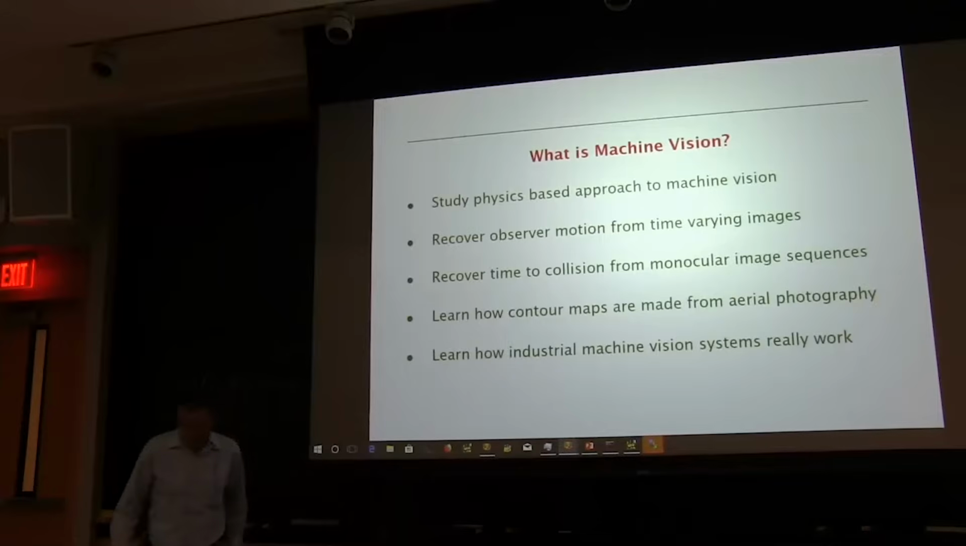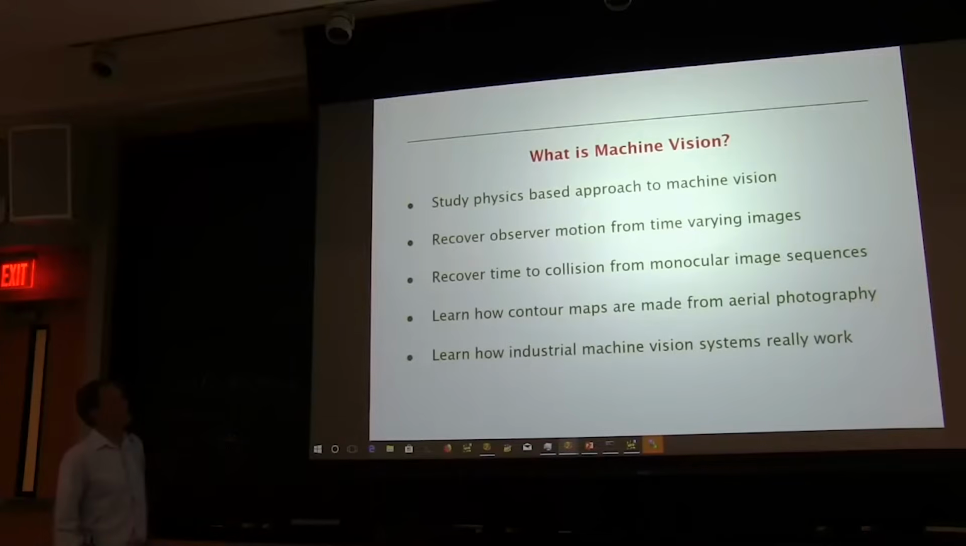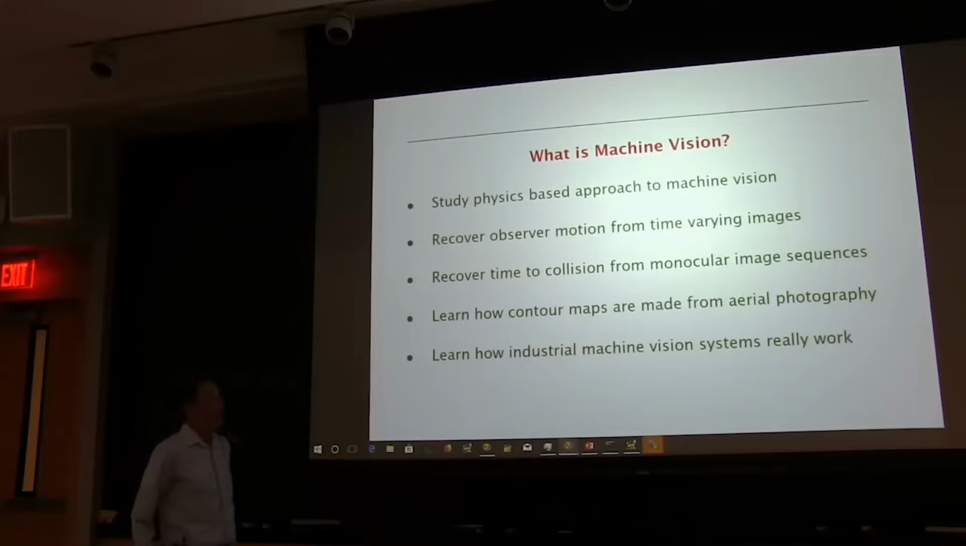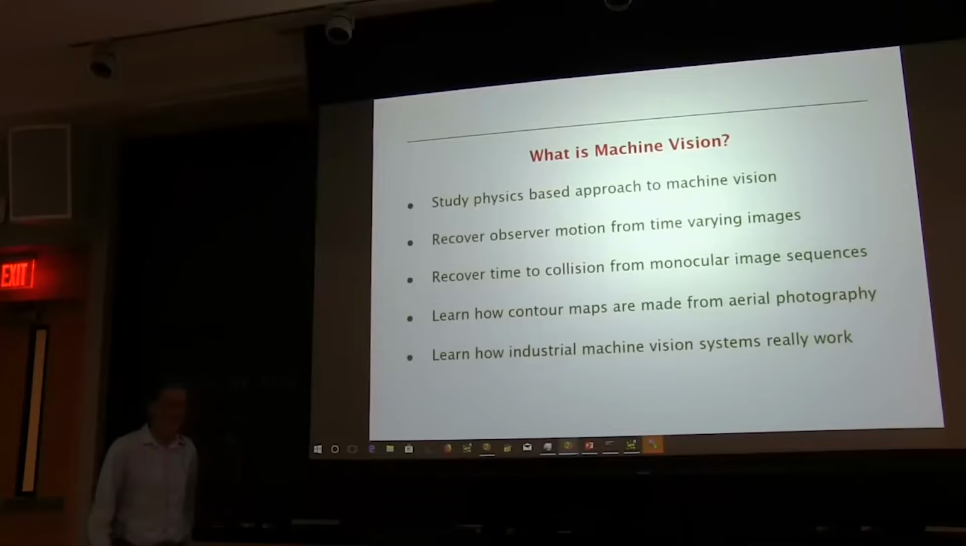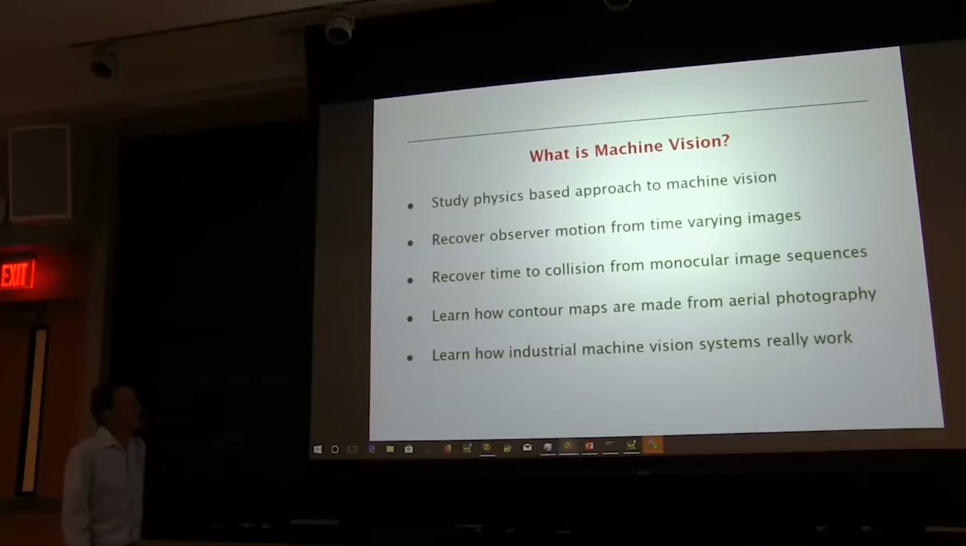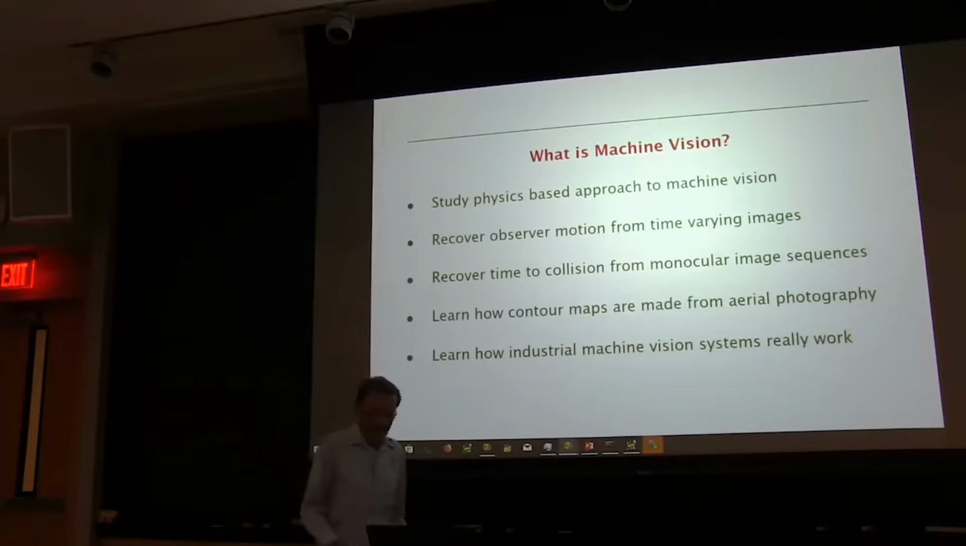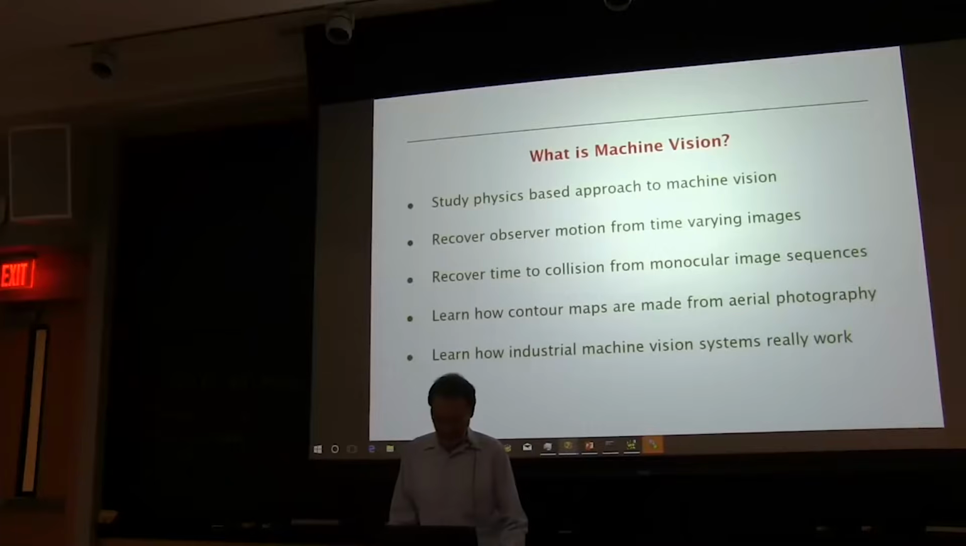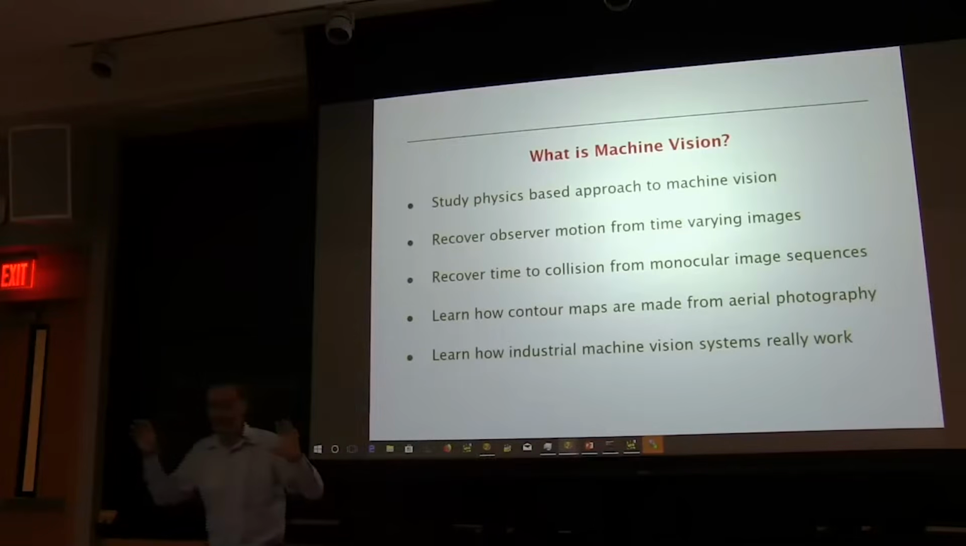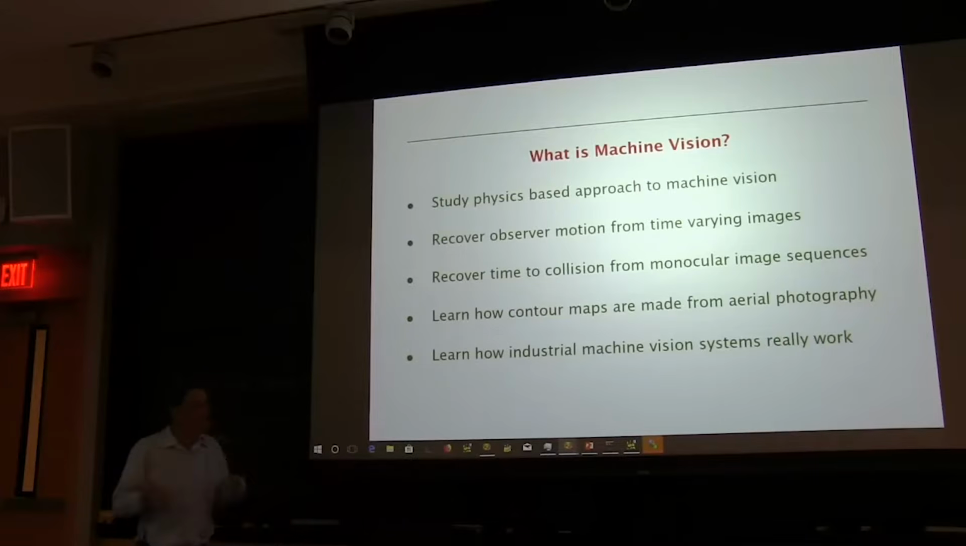So, as I mentioned, we will take a physics-based approach to the problem, and we'll do things like recover observer motion from time-varying images. Again, we can think of autonomous cars. We can recover the time to collision from a monocular image sequence. That's sort of interesting because you think that to get depth, we might use two cameras and binocular vision, like we have two eyes and a certain baseline, and we can triangulate and figure out how far things are away.